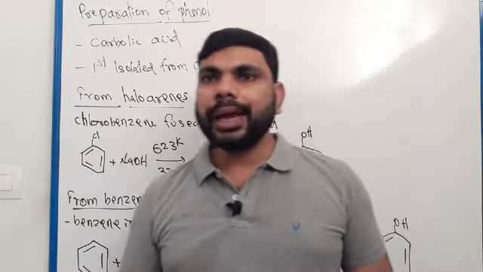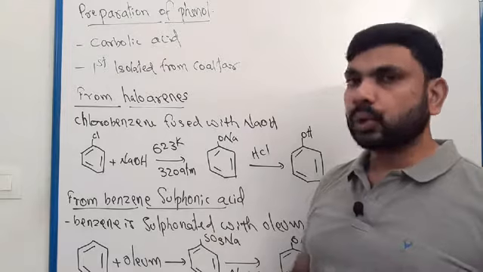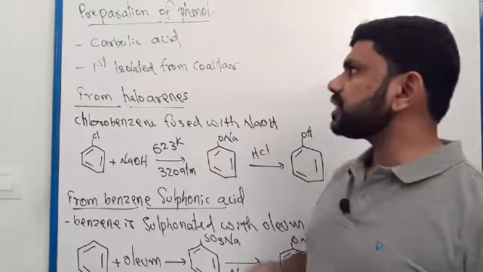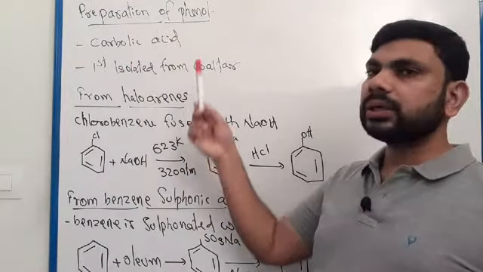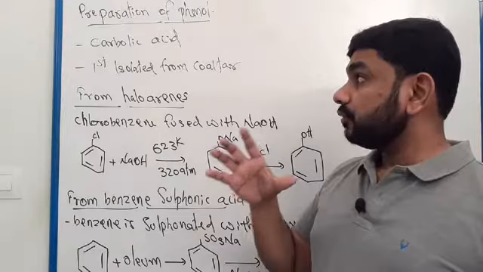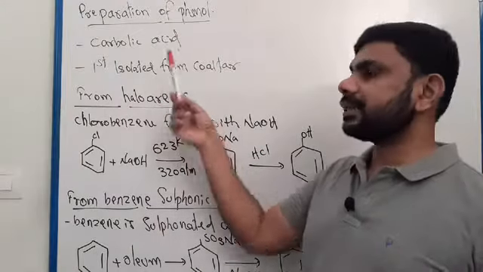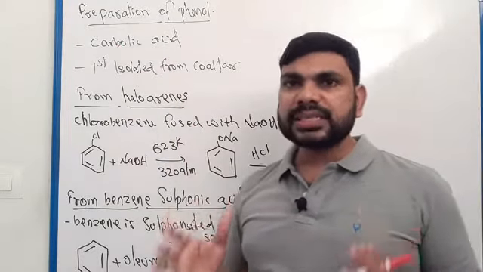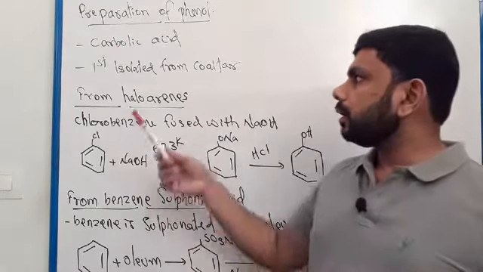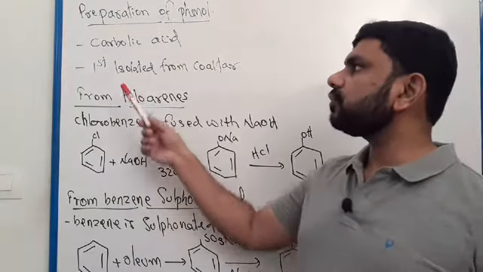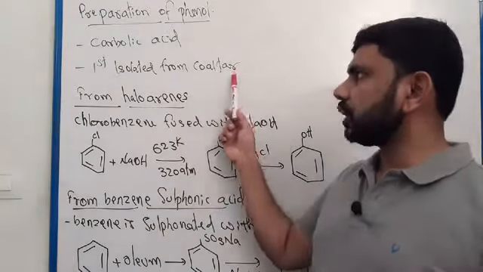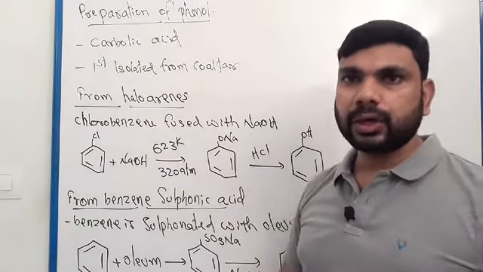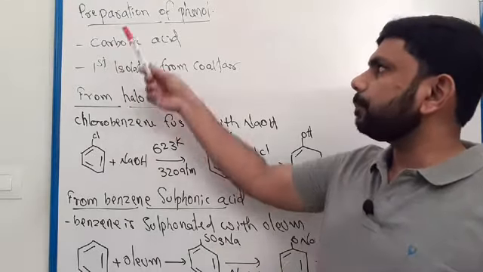Here, first we have to discuss the preparation of phenol. Before starting, just remember that phenol is also called carbolic acid. Phenol was first isolated from coal tar. Next we can check the preparation of phenol.